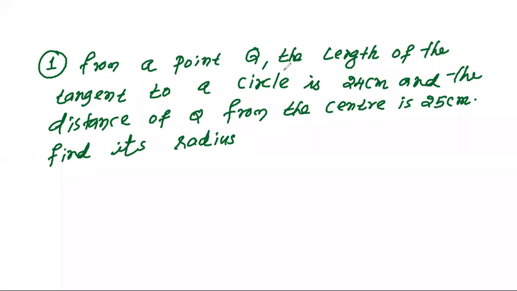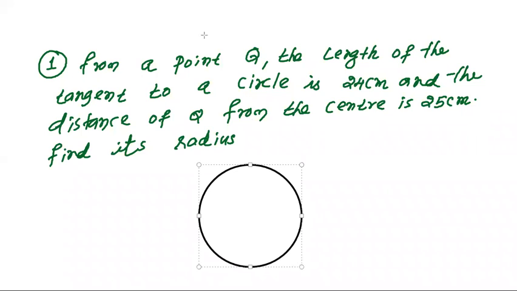So we are going to do the first question. You can see from a point Q, the length of tangent to a circle is 24 centimeters. So I'm constructing a figure based on the given question. I'm having a circle. From the point Q, the length of the tangent to a circle. So there is an external point Q. From that external point Q, there is a tangent towards a circle. Let its point of contact be A. So this length of the tangent is given as 24 centimeter.